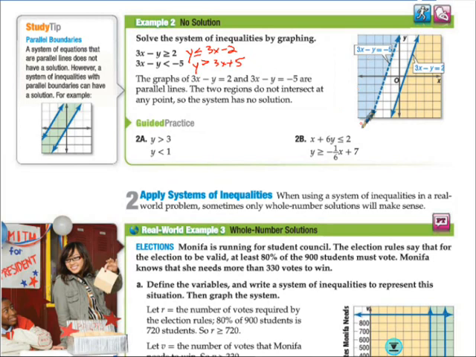When we draw them and then we shade, we see no overlap. Okay, no overlap, and so no overlap means no solution. Go ahead and try 2A and 2B, and make sure that you get no solution for both.